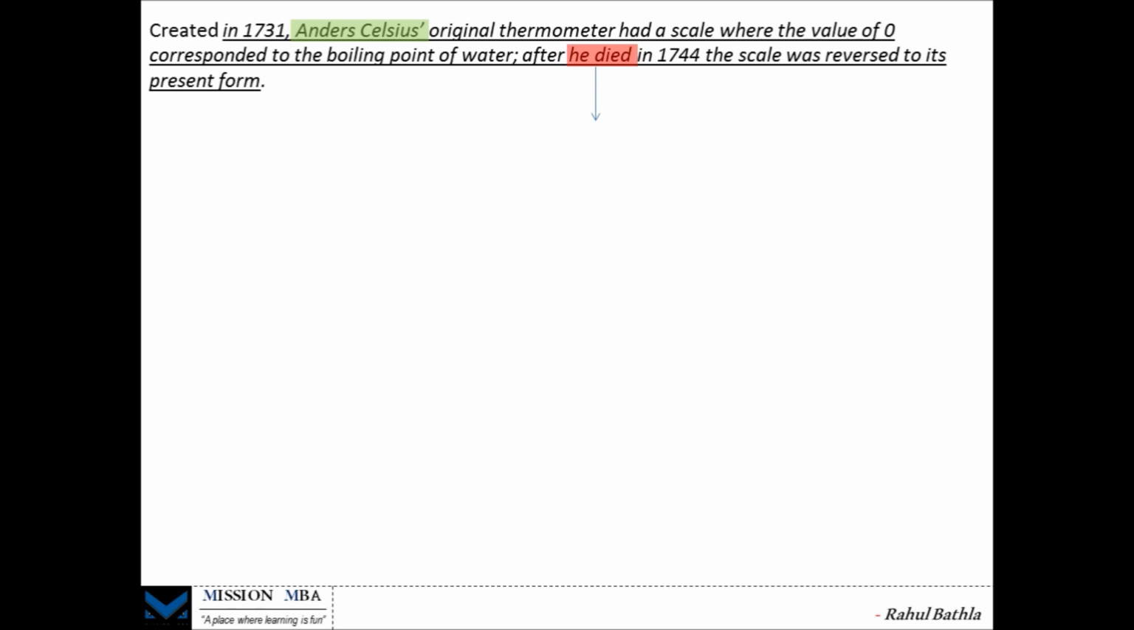Of course, it cannot be "he died." It has to be "his death." Now, if you try to replace it with "Ender Celsius" or "Ender Celsius apostrophe," you'll see that it is going to be X apostrophe S death, not X death. So "his death" would be correct and "he died" would be wrong.